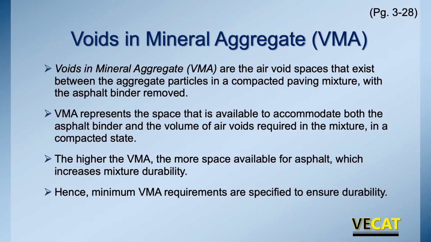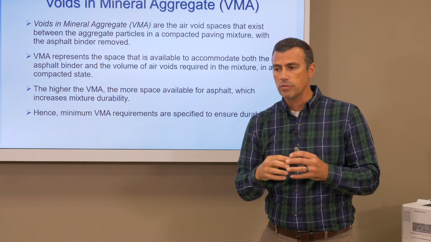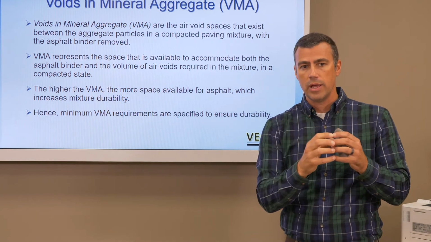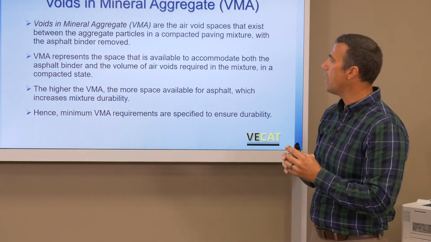The next important volumetric property that we need is the VMA, voids in the mineral aggregate. Again, we talked about this earlier in chapter 3. Voids in the mineral aggregate is that air void space that exists between aggregate particles in a compacted paving mix if we could remove all the asphalt. So we've compacted the mix and we could magically suck the asphalt out and that aggregate stays in that orientation with each other. It's all the air void spaces in and around those aggregates.